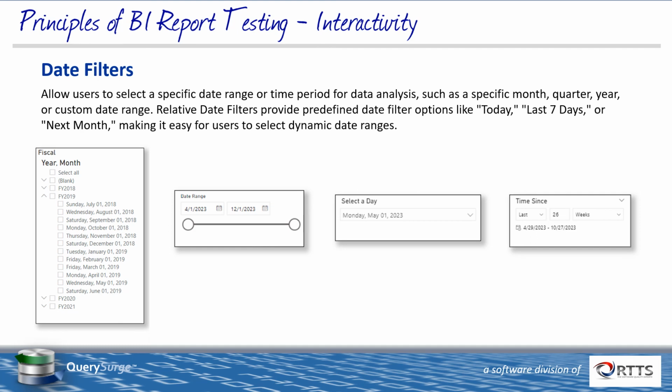We will now look at different filtering types and how they can impact BI reports, starting with date filters, which allow users to specify a date range or time period for data analysis, such as a specific month, quarter, year, or custom date range. Relative date filters provide predefined date filter options like today, last 7 days, or next month, making it easier for users to select dynamic date ranges.